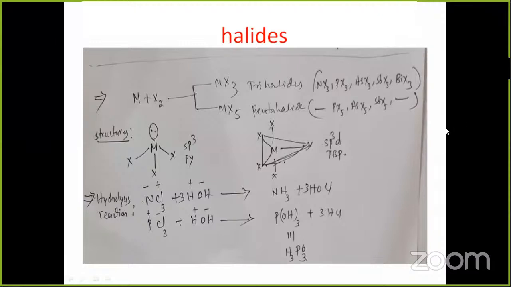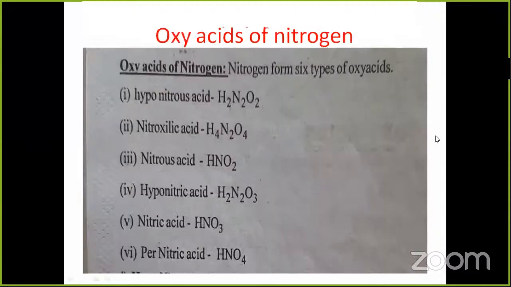And now after halates, the oxyacids of nitrogen, very, very important. Out of the 6 oxyacids, 1 oxyacid is very, very important from the examination point of view. Now you see this is hyponitrous acid, nitroxylic acid, nitrous acid, hyponitric acid, and nitric acid. Out of the 6, the first one, third one, fifth one and sixth one are important. Out of these 4, nitric acid is more important here.